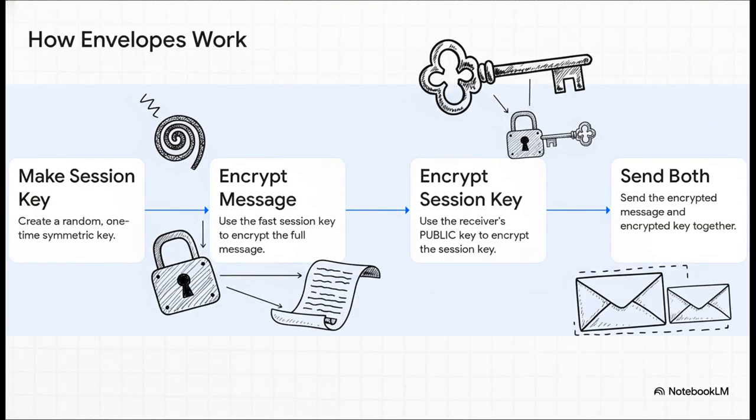Here's how it works. It's really clever. Your computer generates a brand new, random, one-time use symmetric key. We call it a session key. It uses that super fast key to encrypt your whole big message. Then it takes that tiny little session key and encrypts that using the other person's public key. You then send both things together, the big encrypted message and the little encrypted key. When they get it, they just use their private key to unlock the session key, and then use that session key to unlock the message. It's fast, simple, and incredibly secure.